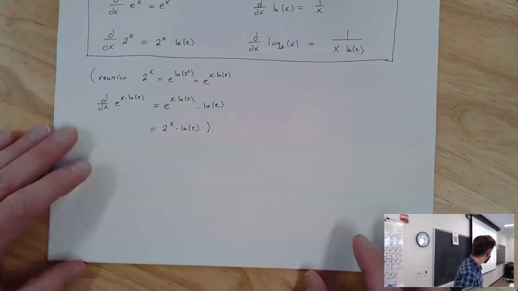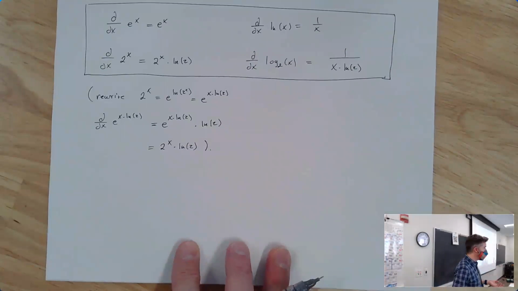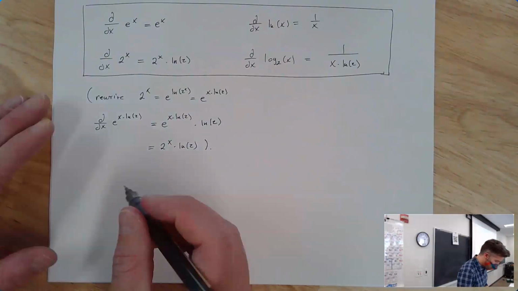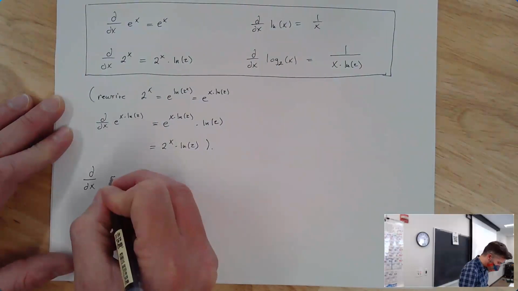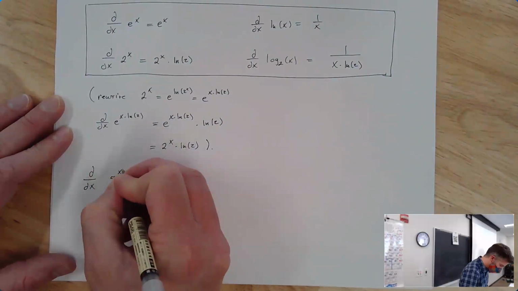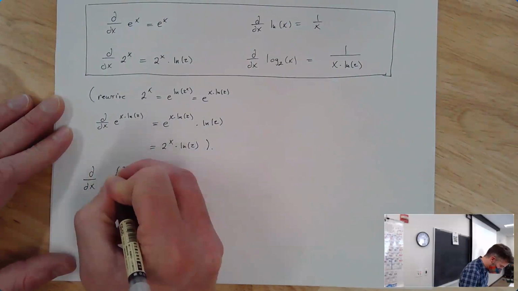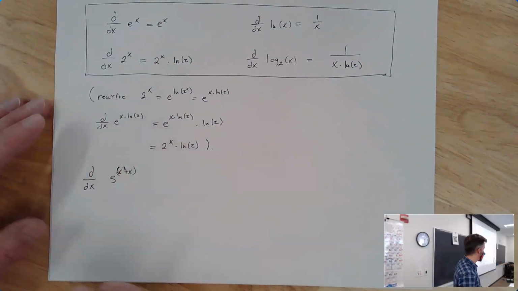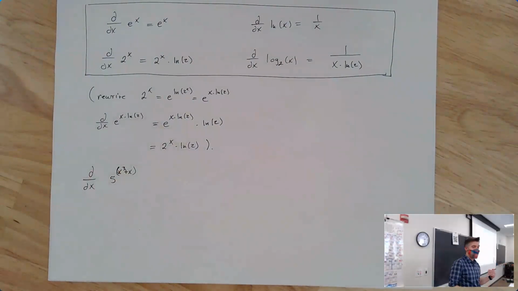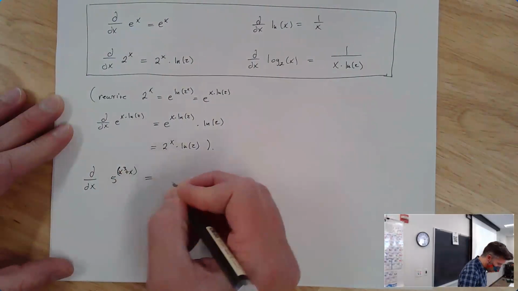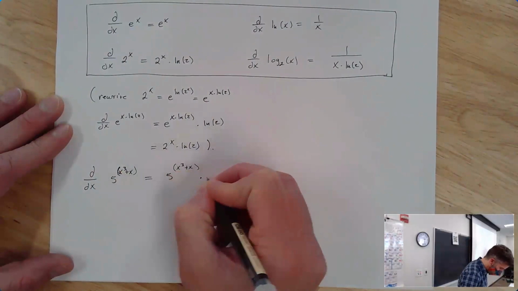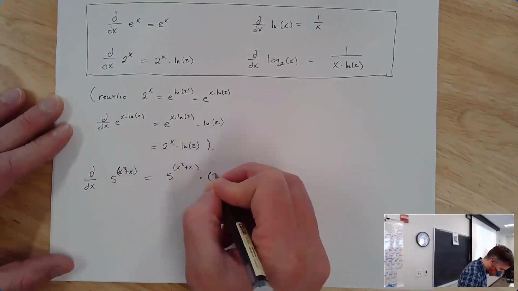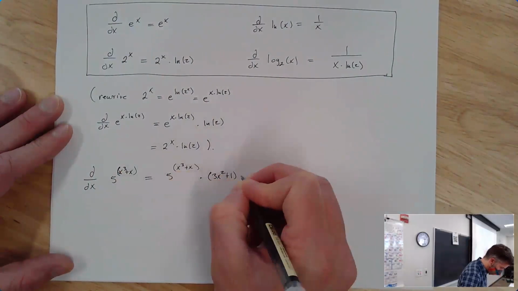And it's true even if you have a more complicated chain rule version of the question. For example, what's the derivative of 5 to the x cubed plus x? Okay, well, I know the derivative of 5 to the x is 5 to the x times the natural log of 5. So I know the derivative of 5 to the stuff is 5 to the stuff times the derivative of the stuff times the natural log of 5.